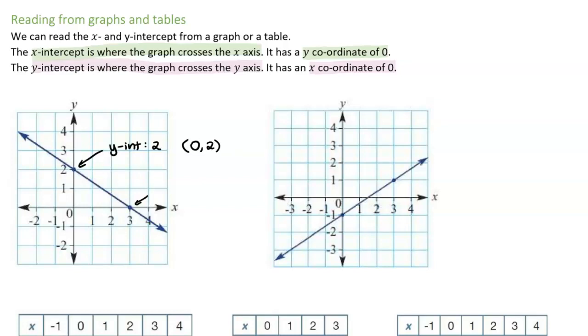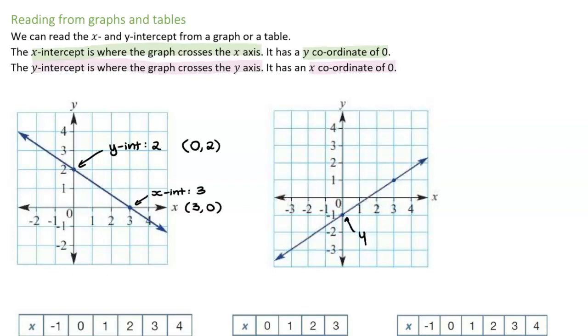Now, this here is where it crosses the x-axis, so this is called the x-intercept, or x-int for short. The value on the x-axis here is 3, but if I wanted to write that as a coordinate, x would be equal to 3 and y would be equal to 0, because we said x-intercepts have a y-coordinate of 0. So let's look at a couple more examples.